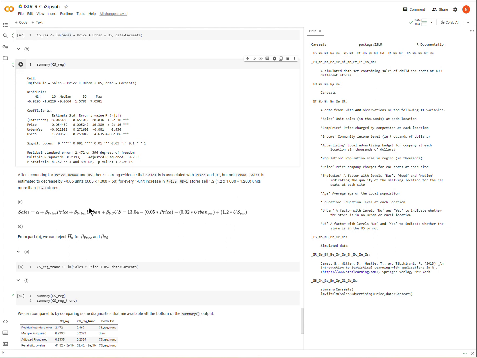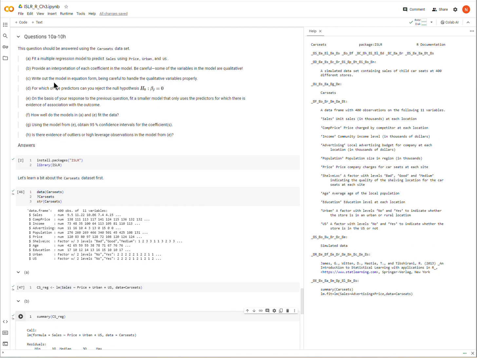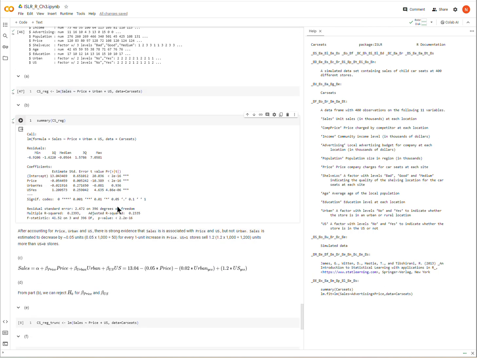Okay. In part C, it wants us to write an equation for the regression.